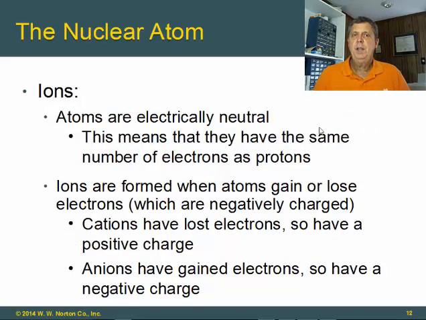So I also want to discuss here atoms versus ions. Atoms are electrically neutral. Atoms of any element are neutral, which means they have the same number of protons as they do electrons. Protons and electrons have equal and opposite charges. Ions are formed whenever atoms have gained or lost electrons. Remember, electrons are negatively charged, so if you gain an electron, you get a negative charge. Cations, therefore, that have lost electrons now have a positive charge. Anions, on the other hand, have gained electrons, so they have a negative charge.